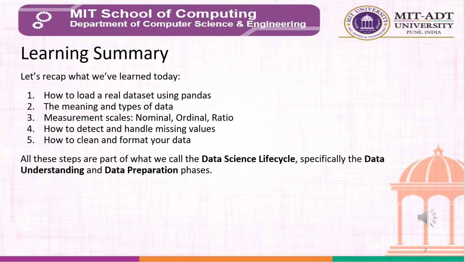Till now, we have learned how to load a real data set using pandas, the meaning of data types. Then we learned about measurement scales, nominal, ordinal, and ratio. We learned about how to detect and handle the missing values. We learned about how to clean and format your data. These steps are the part of what we can call the data science life cycle, especially the data understanding and the data preparation phases.